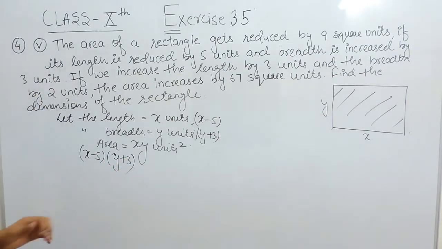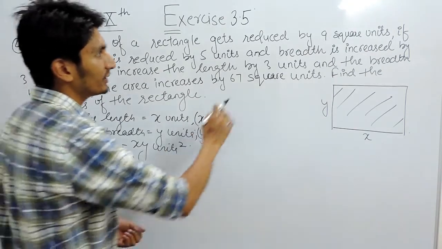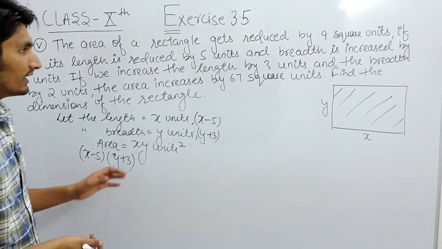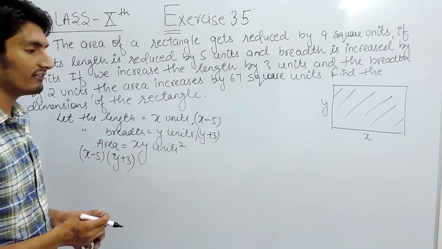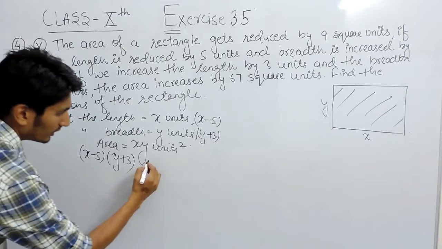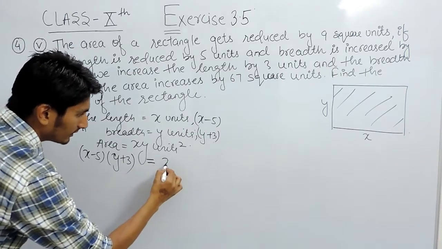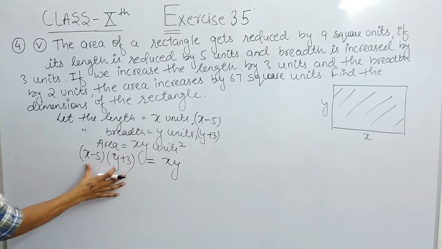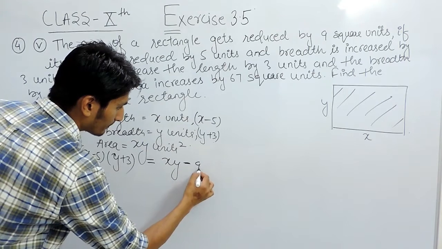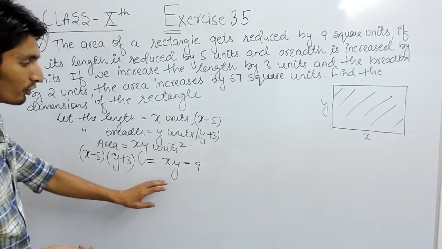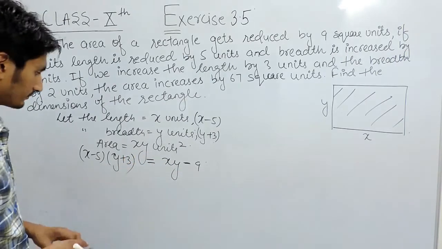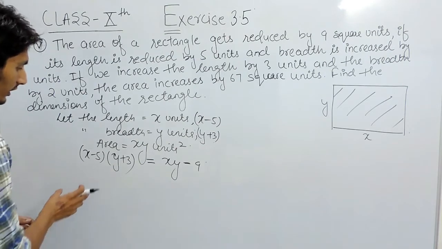And it says that the new area is reduced by 9. The new area is actually 9 less than the previous, or you can say the original area. So the new area, if equated with the original area, this new area is 9 less than the original. So if we subtract 9 from the original, these two areas must be equal. So we have the equation we have to solve.